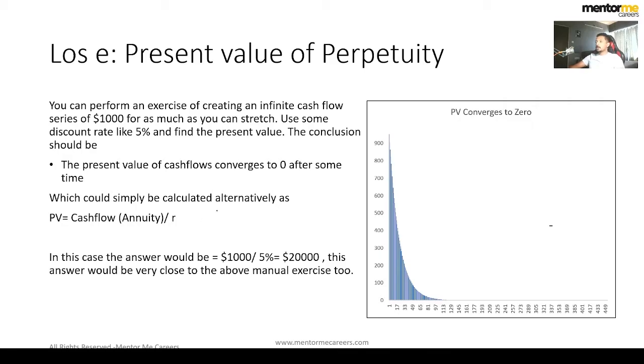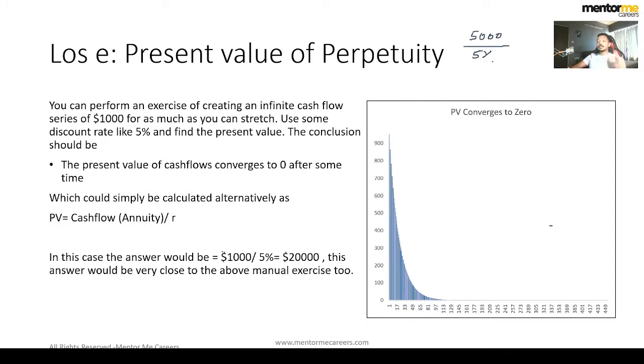So if you do it manually also and try to find out the answer, more or less this will match with what you get if you just take the cash flow, whatever you're going to get forever, and divide it by whatever the discount rate is, and you'll get a very good approximation. So that is what present value of perpetuity is.